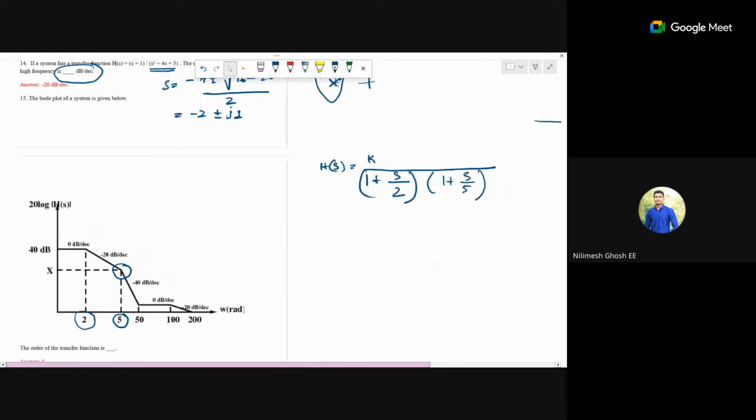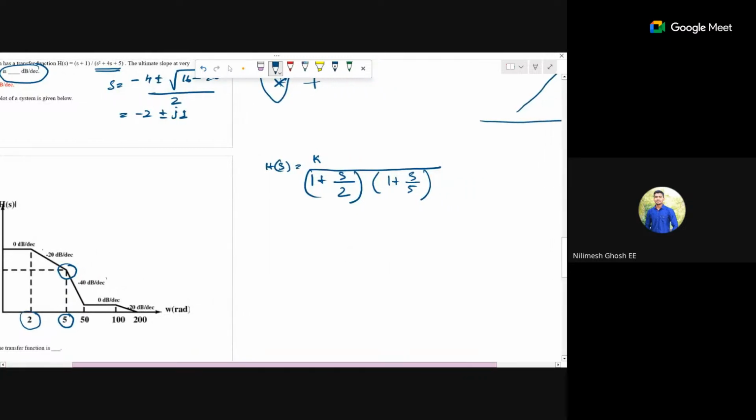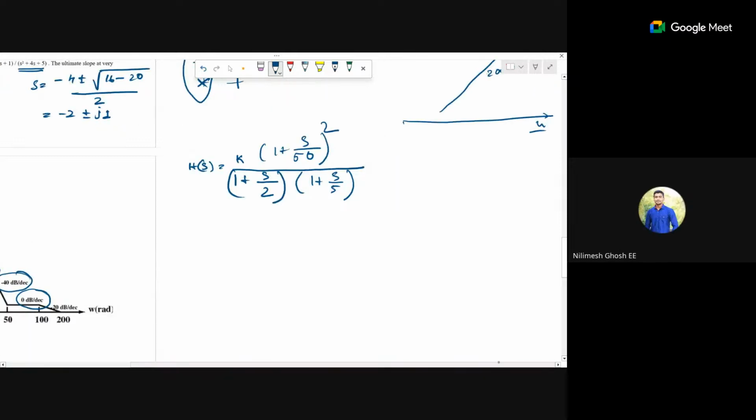Now at omega equal to 50, previously it was minus 40. At 50 there is an increment of 40, a 40 dB increase. So will there be zeros or poles? There will be 2 zeros. 2 zeros, correct. At what frequency? 1 plus s by 50, to the power 2, 50 square. Yeah.